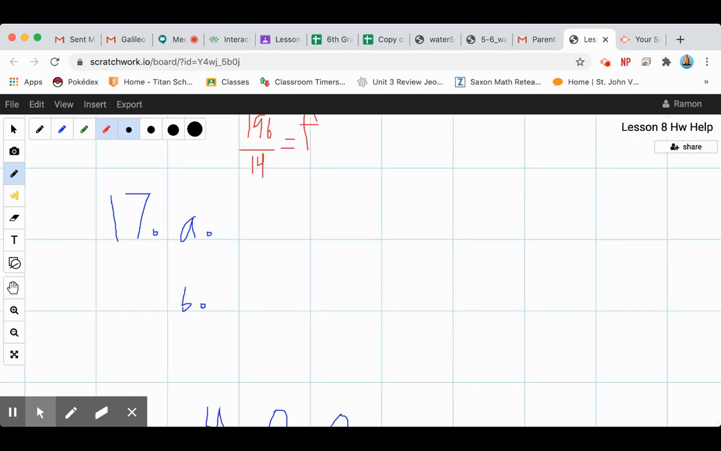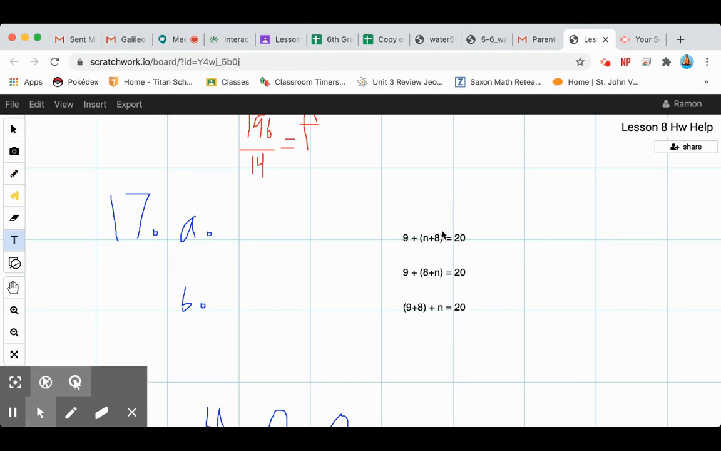17. We want to give a reason for each of the first 2 steps taken to solve the equation. So what we have here is 9 plus the parentheses n plus 8 equals 20. So that's what's given to us. And the first thing that was done is we changed the order inside the parentheses, 8 plus n. So the property for when we changed the order is the commutative property. And then we regrouped it. So we put all the numbers inside the parentheses, 9 plus 8. So when we changed what's inside the parentheses, even though the order stays the same, that's the associative property for B.